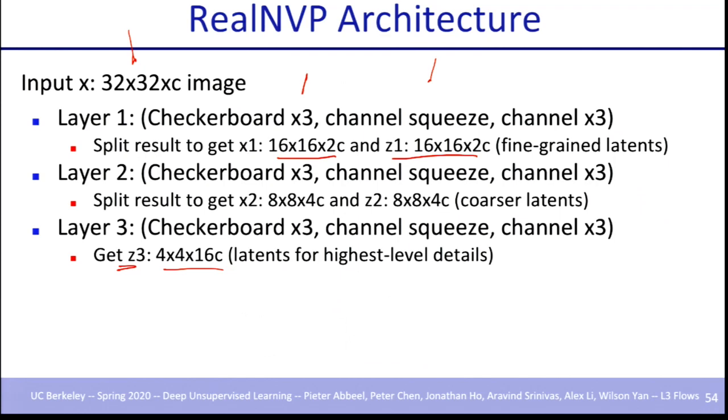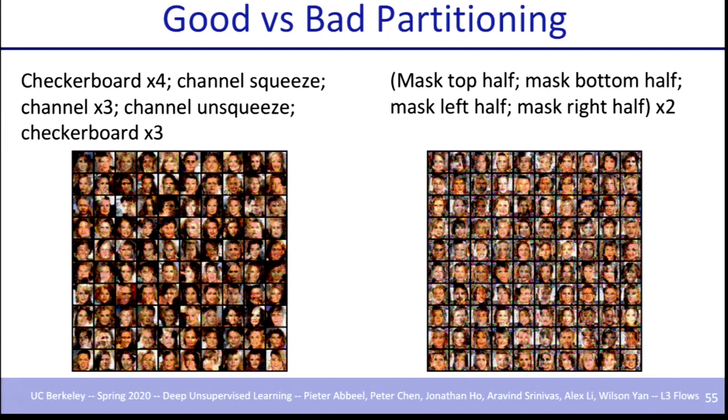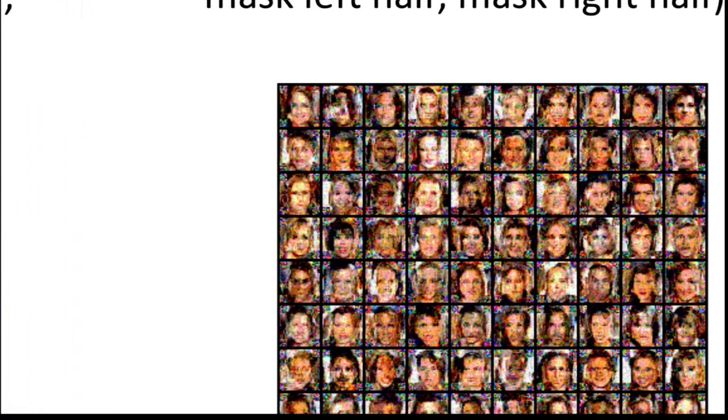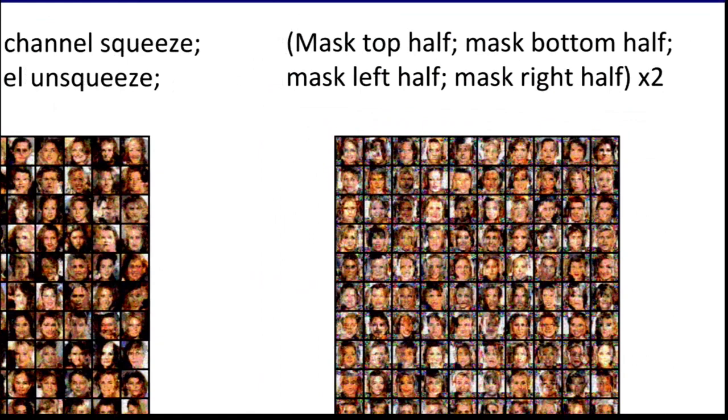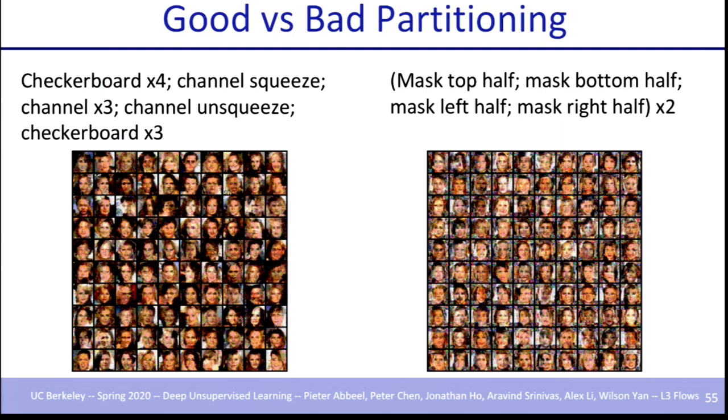So on the left are images with the checkerboard, channel squeeze, then channel partitioning, then channel unsqueeze, checkerboard again, and so forth, which are, that resolution might be a little hard to see, faces. And then on the right, these are much noisier faces with a lot weirder patterns in them. Here the partitioning was based on top half, bottom half, rather than checkerboard and channels. So it does matter how you partition for the results you'll get.